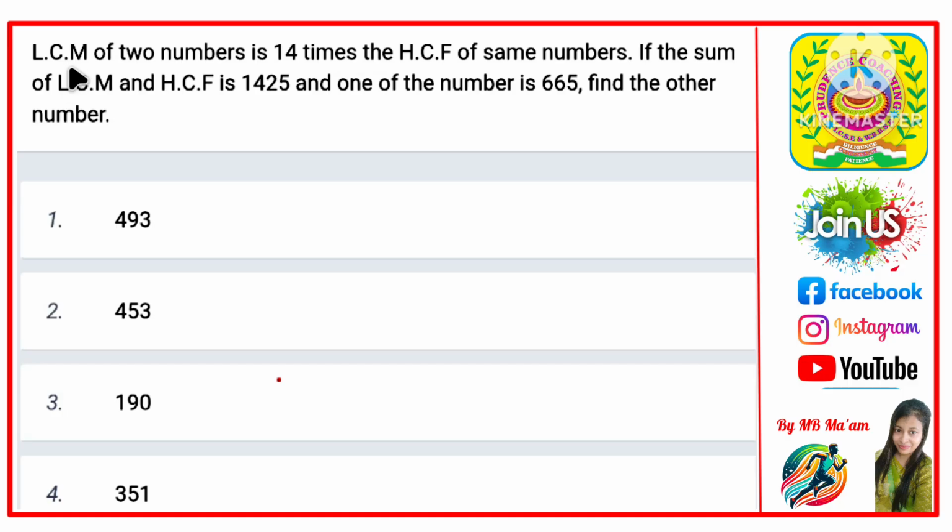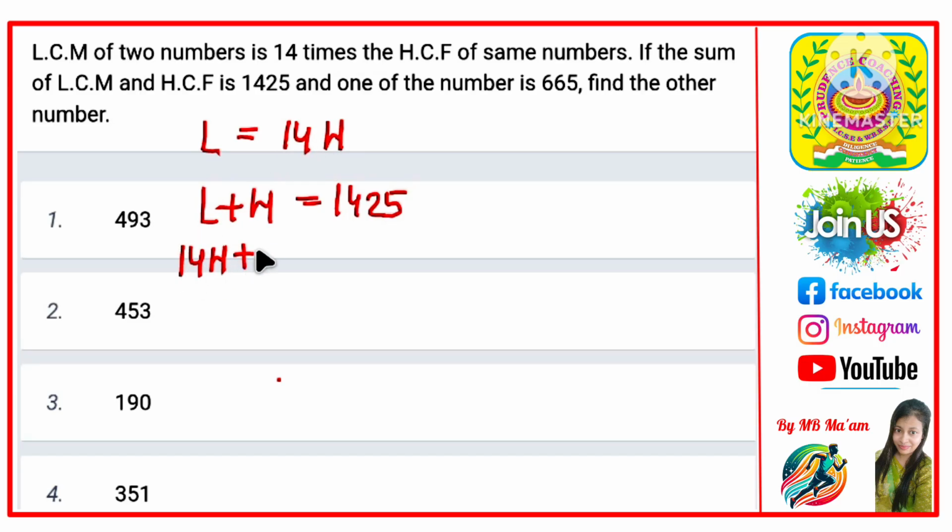Now let us see what is given in the next question. Here it is given the LCM of two numbers is 14 times the HCF of the same numbers. Let us take L to be LCM. LCM is given to be 14 multiplied by HCF. Let HCF be H over here. Another statement is given: the sum of LCM and HCF, that means if we add LCM and HCF, is 1425. Now let us write L equal to 14H. In place of L we can write 14H plus H, and this is equal to 1425.